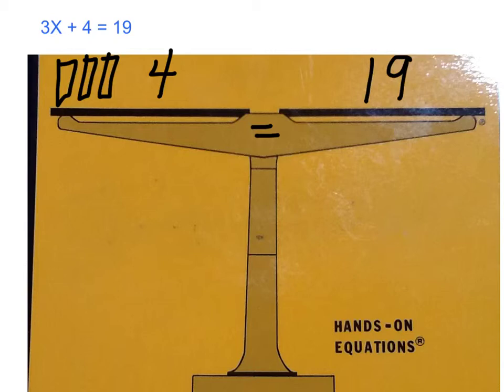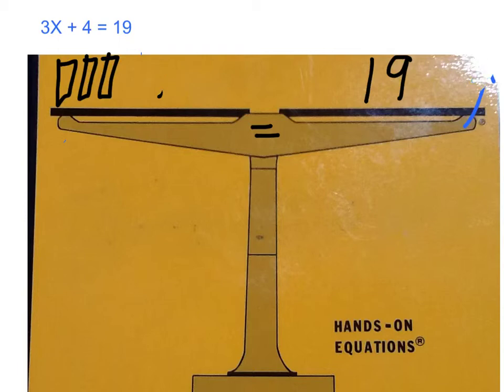Well, in order to break my x's into their groups, I have to get rid of that 4 because 4 doesn't break into 3 groups evenly. It doesn't work out. We'll have a remainder. So if I just say, hey, I'm just going to get rid of him, my scale tips. This side goes down and this side goes up. Well, then my equation isn't balanced. And remember, our whole process is to balance the equation.